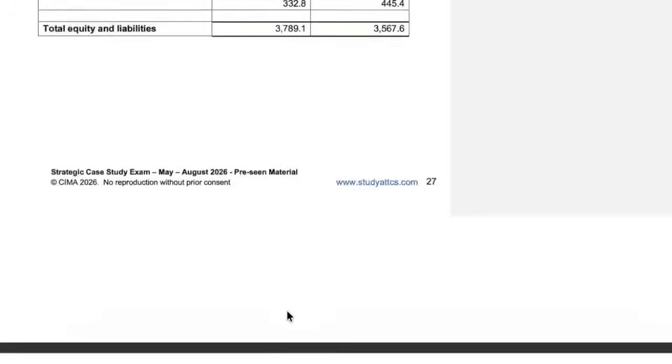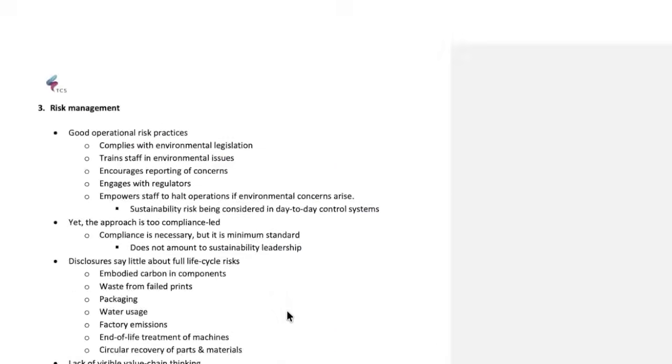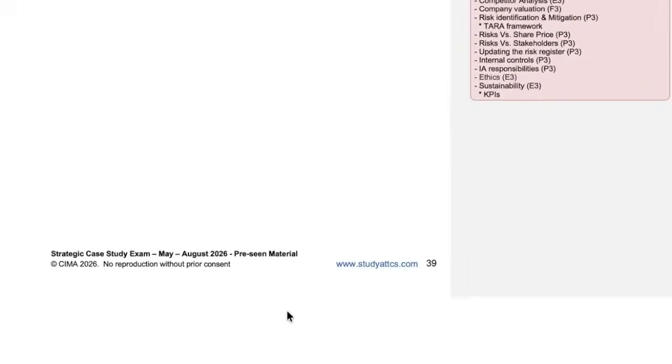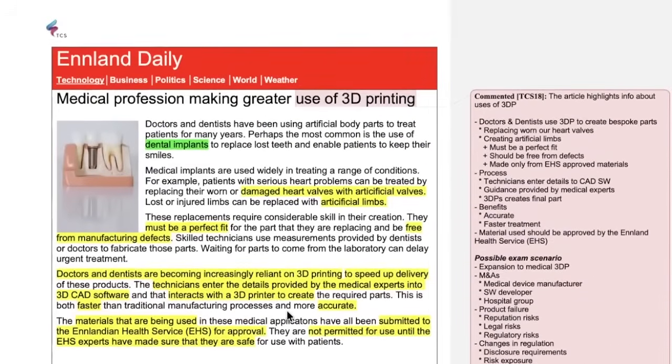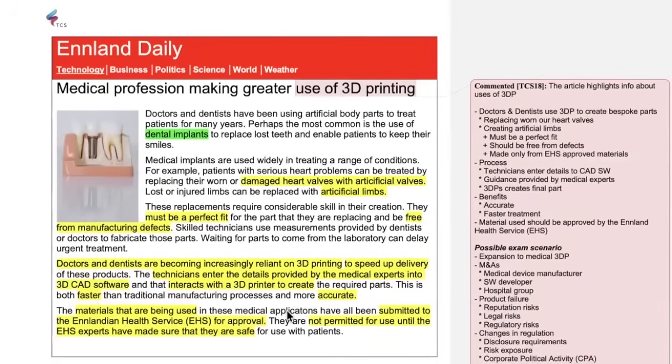I don't have time to take you through all this information because I intend to direct your attention towards the final news article to highlight how your knowledge can be tested and what type of scenarios will be thrown at you at your exam. So this is a news article taken from Inland Daily, and this article highlights information on the use of 3D printing. Doctors and dentists use 3D printing to create bespoke parts such as replacements of worn out heart valves, as well as creating artificial limbs.